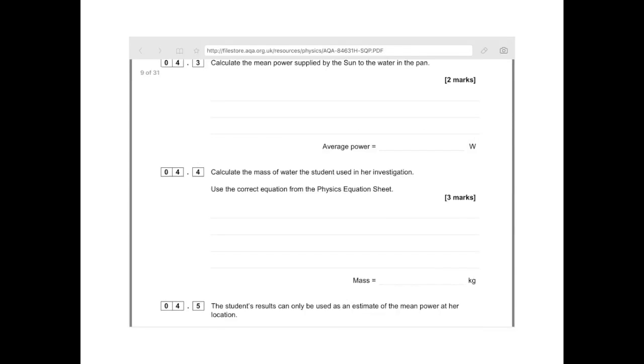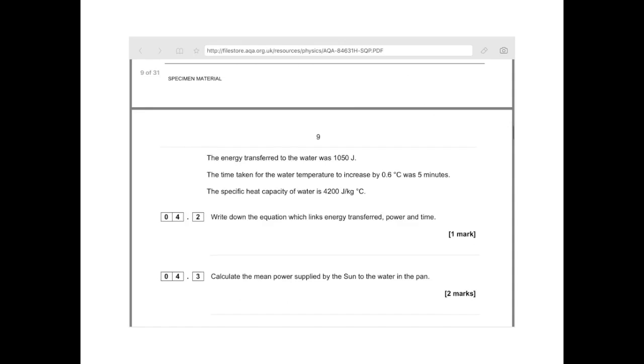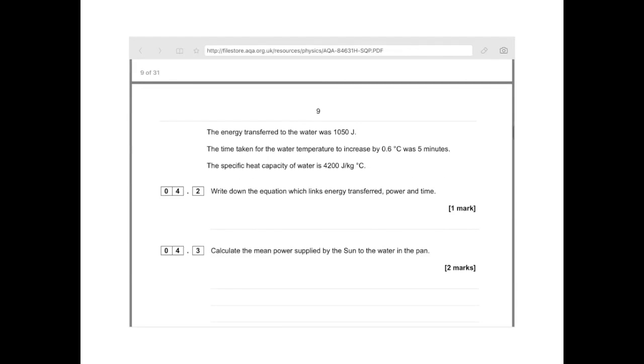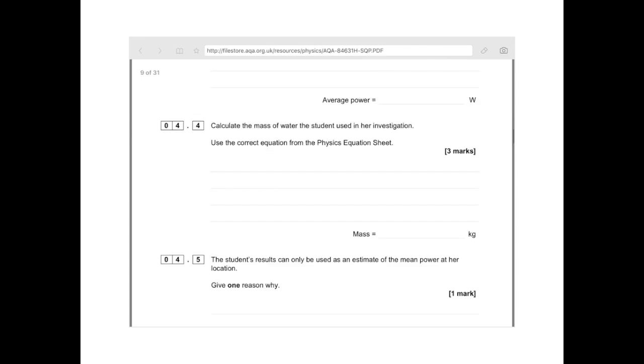For part 4, calculate the mass of water the student used in her investigation. Use the correct equation from the physics equation sheet. So there's all the information at the top. We know we've got energy, temperature, time, and specific heat capacity. So just scan down that physics equation sheet and see which of those equations has those values in it.